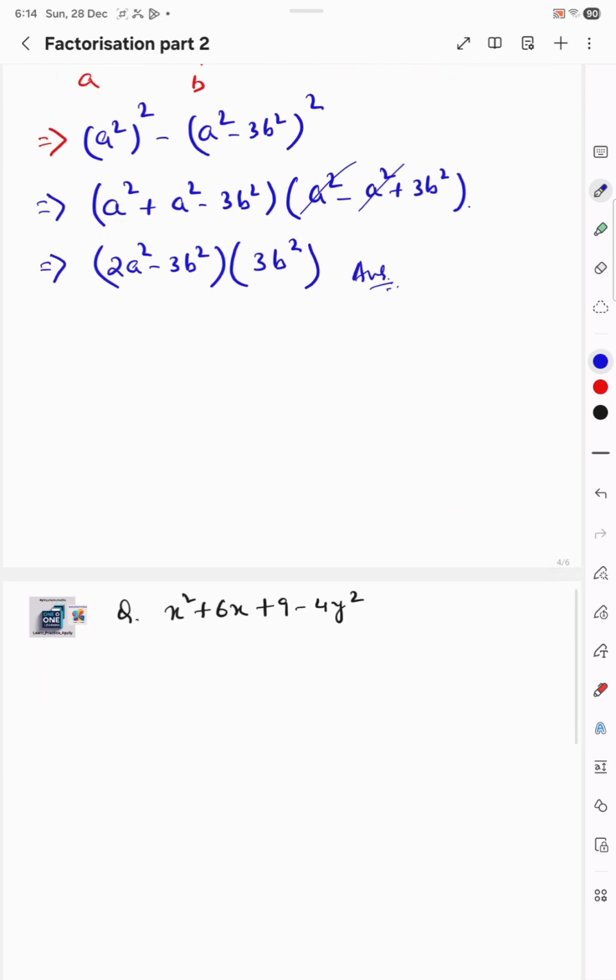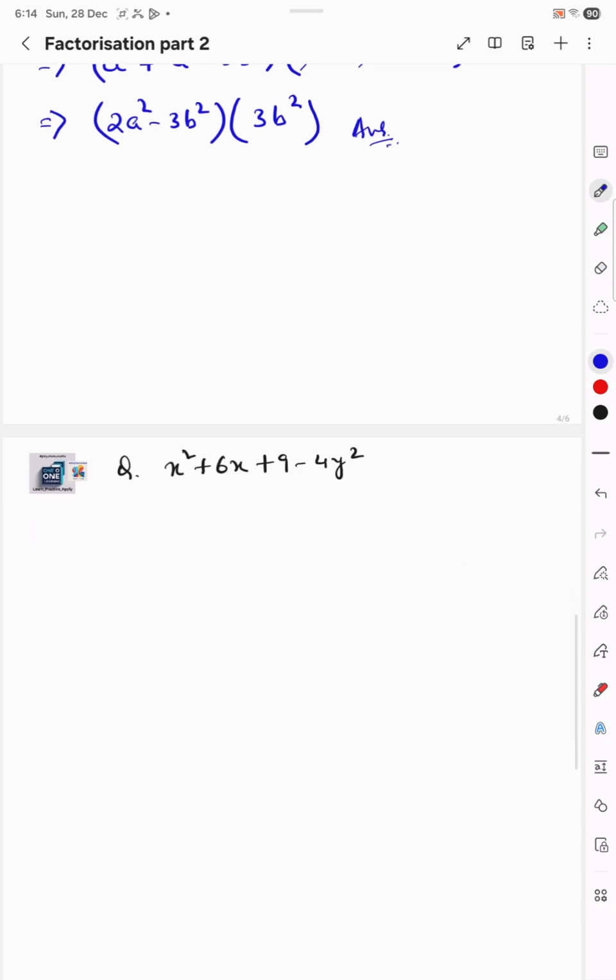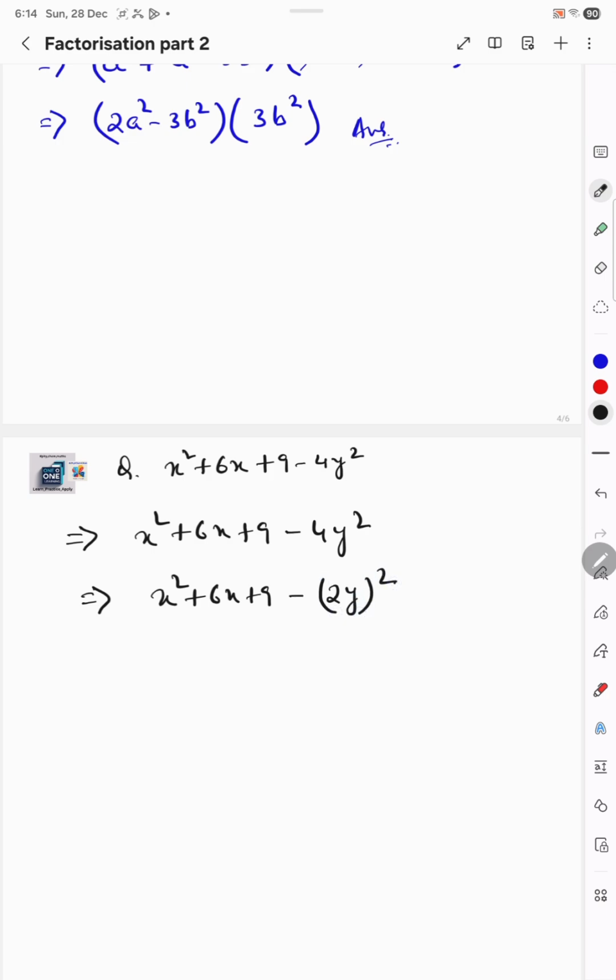Okay, now let's see the last example. So here what we have is x square plus 6x plus 9 minus 4y square. So we can write this as x square plus 6x plus 9 minus 2y whole square, isn't it? Okay, now let's see this part. This is basically x plus 3 whole square. So when you expand this, what do we get?